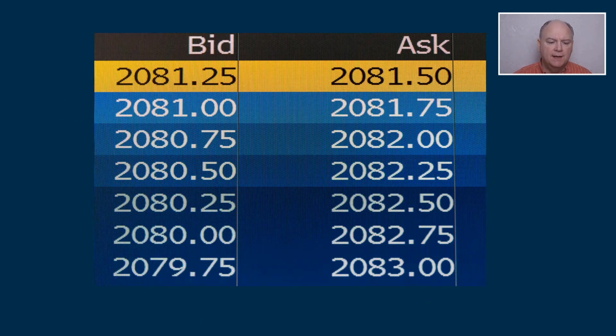So here's just an example. You can see at the very top in yellow, there's a bid of 2081.25 and an ask of 2081.50. You just subtract the bid from the ask, and you get a 25-cent bid-ask spread. Now, if you look down through these numbers, you'll notice, on the second one, there's a 75-cent spread, and then it gets all crazy as you go further down this list.